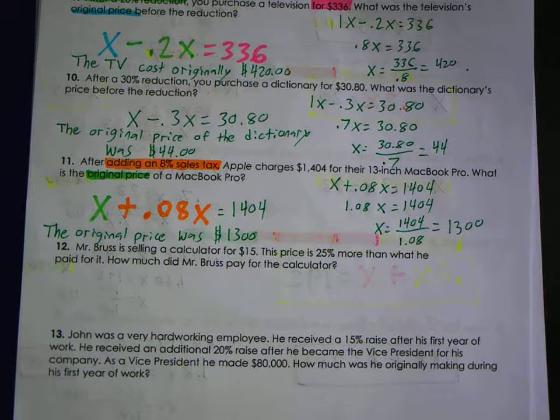Mr. Bruss is selling a calculator for $15. Perhaps he has an extra TI-83 and he's selling them. This price is 25% more than what he paid for it. That's how stores work. They buy it wholesale from somewhere.